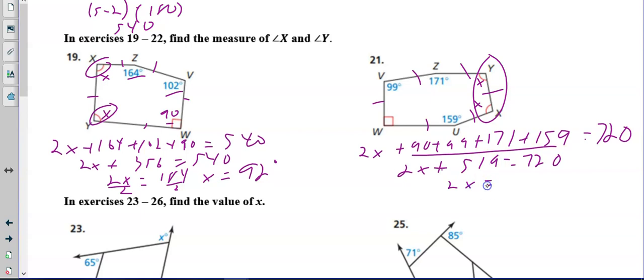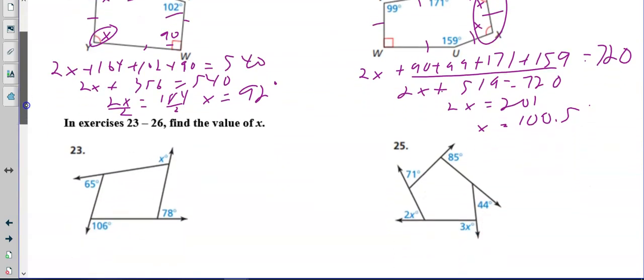Subtract 519, and that gives us 201. And if we divide by 2, we get 100.5. And yes, it's okay to get decimals. Each of those angles is 100.5 degrees.